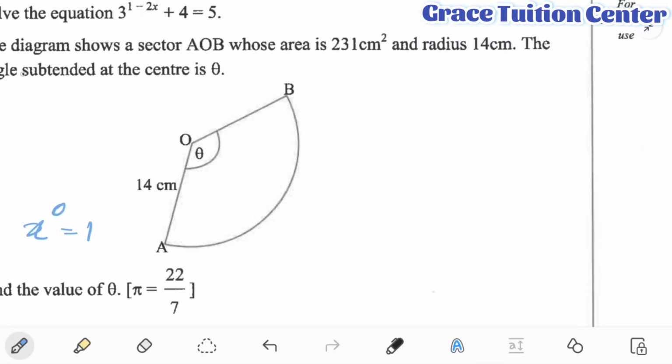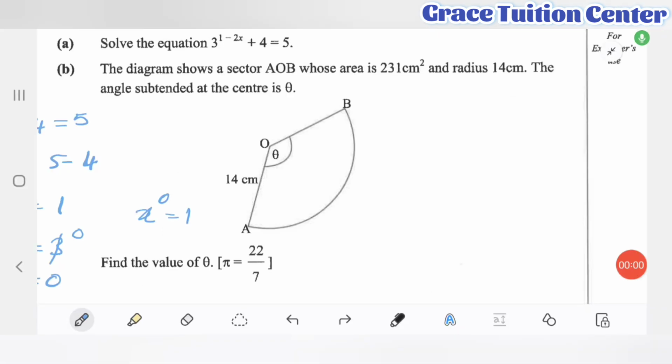The question says, the diagram shows a sector AOB whose area is 231 centimeters squared and radius 14 centimeters. The angle subtended at the center is theta. Find the value of theta. Take pi to be 22 over 7. So in this question we are using pi to be 22 over 7.